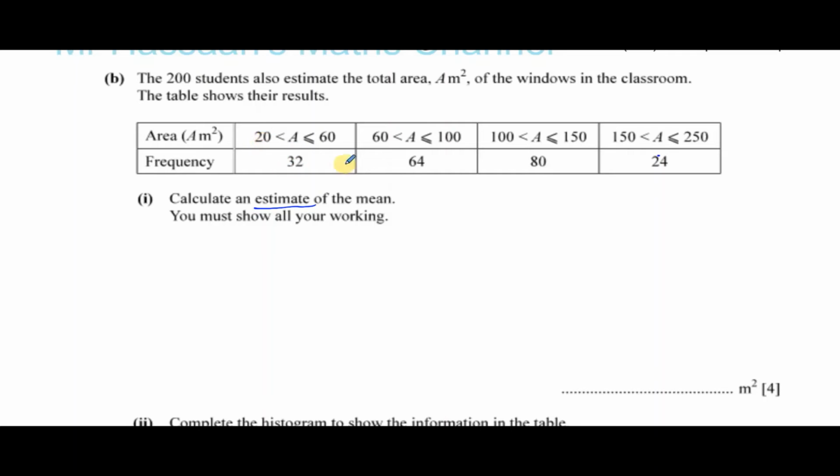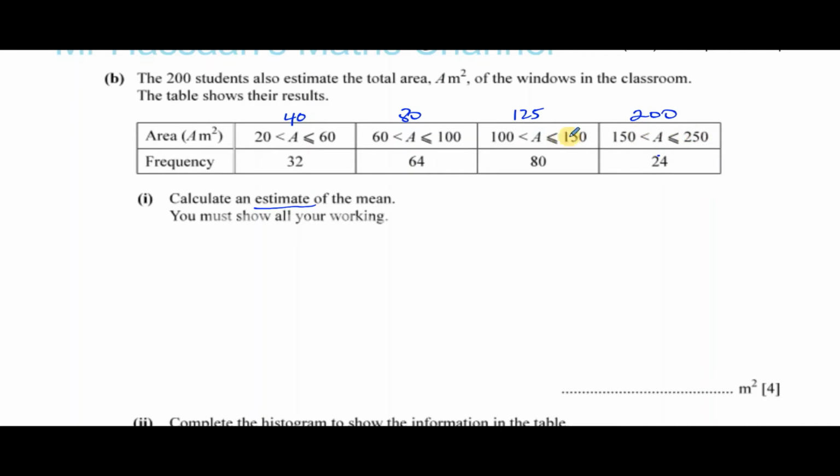estimating what these groups of students gave, what number they came up with. So I know 32 students chose somewhere between 20 and 60. I don't know what it was, so I'm going to take what's right in the middle, just to be fair. That's the easiest thing that we can do. So to find what's in the middle of 20 and 60, you add them together and divide by 2, and that's 40. Same thing here. You add them together and divide by 2, that will give you 80. You add these together and divide by 2, that's going to be 125. And you add these together, that's 150 plus 250, which is 400, divided by 2 gives you 200. That's right in the middle of 150 and 250.